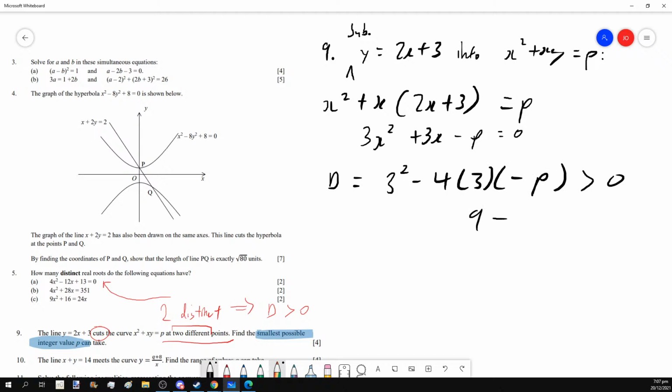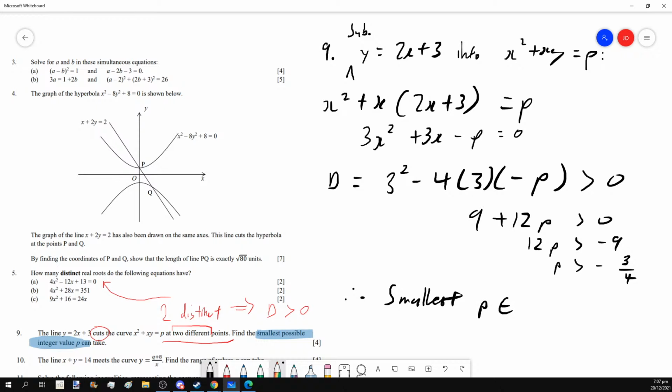This gives us 9 plus 12p greater than 0. From here, 12p will be greater than negative 9, p will be greater than negative 3 over 4. And therefore, the smallest possible p that is an integer will simply be 0. Don't forget to answer the question. The answer is not, oh, p is greater than negative 3 over 4. Yes, that's correct, but what is the question asking for?